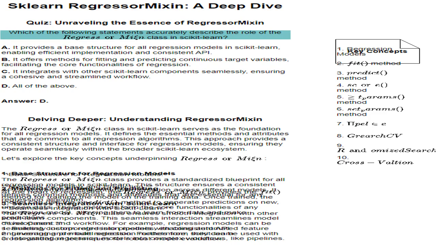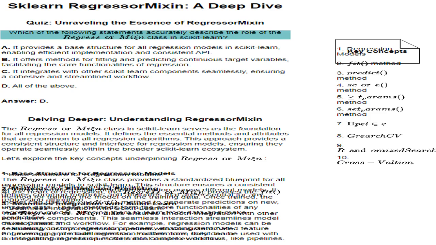True. The regressor mixin class serves as the foundation for all regression models in scikit-learn. It defines the essential methods and attributes that are common to all regression algorithms. This approach provides a consistent structure and interface for regression models, ensuring they operate seamlessly within the broader scikit-learn ecosystem.